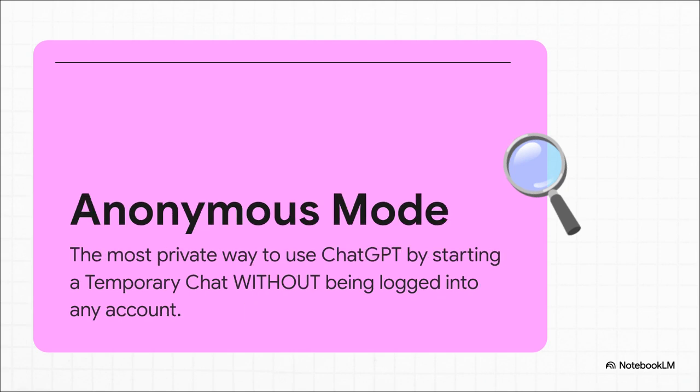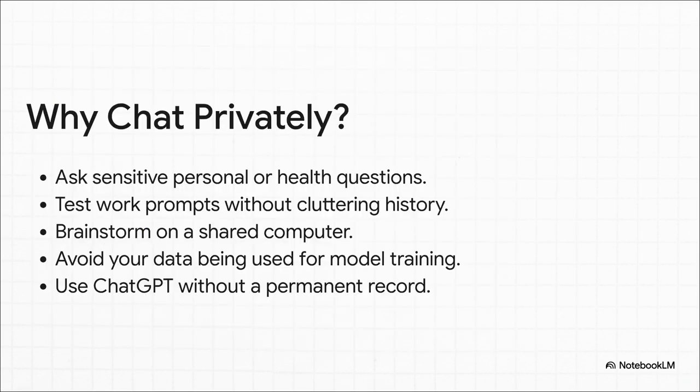And this is how you really level up your privacy game. By starting one of those temporary chats while you're logged out, you're entering what we're calling anonymous mode. This is what stops OpenAI from directly connecting that conversation back to your specific user account. So why would you even do this? Well, it's perfect for asking those sensitive questions without a second thought, or for testing out a bunch of prompts for work without making your chat history a total mess, or just for brainstorming on a library computer. At the end of the day, it's all about putting you back in the driver's seat of your own data.